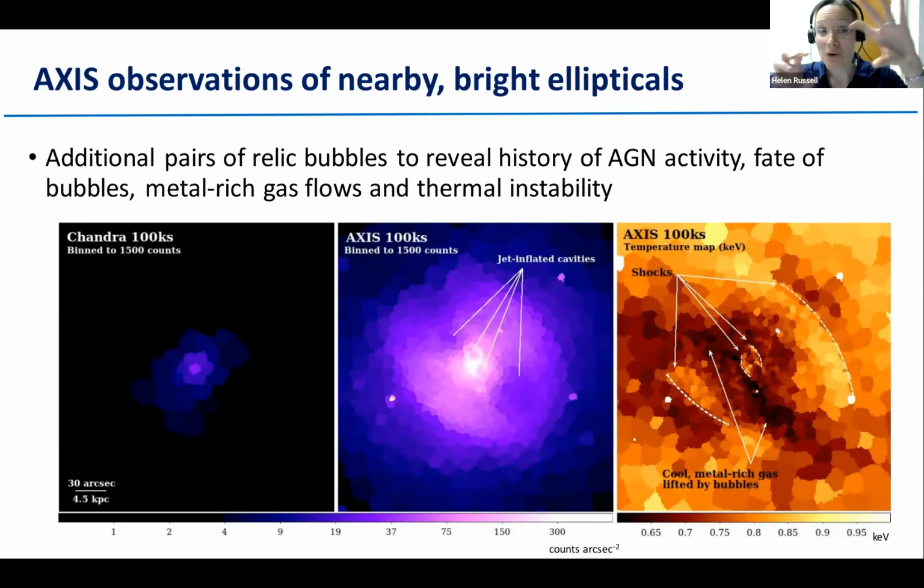We'll obviously be looking at all the additional pairs of relic bubbles to look at the full history of the AGN activity, and look at the fate of the bubbles in many cases. Are they all piling up somewhere? Are they getting disrupted? Look at metal-rich gas flows, thermal instability, much more besides.